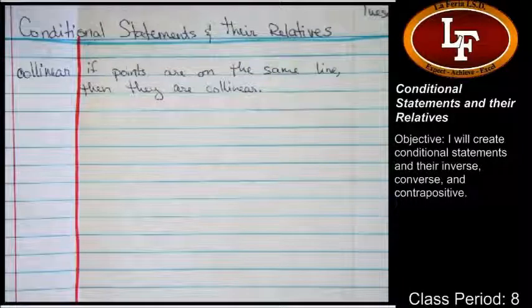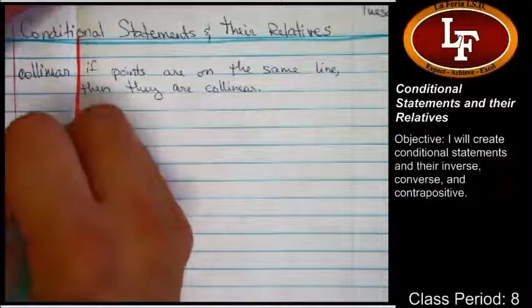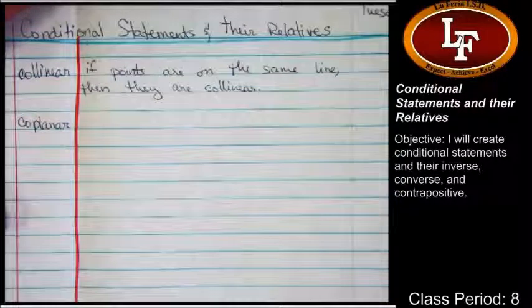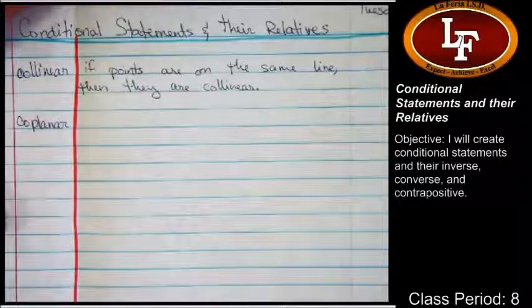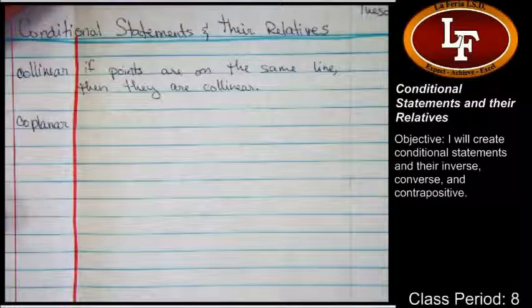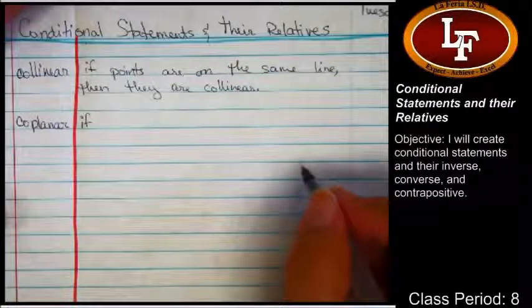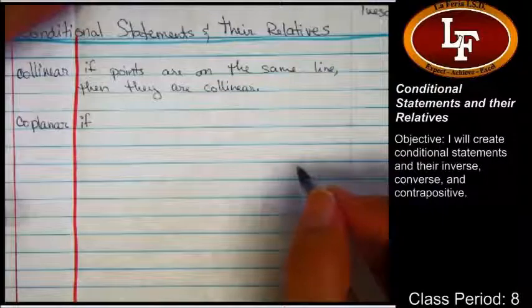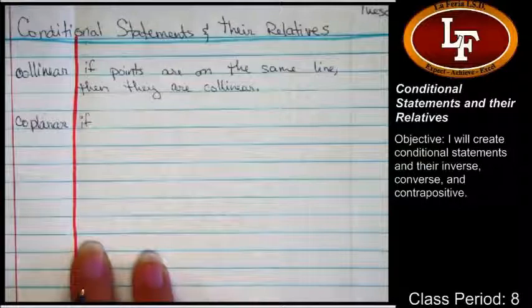Let's try it again with another vocabulary word. Coplanar? You want to use coplanar? Okay. I'm down with that. What's the definition of coplanar? Stuff on the same plane. So points, lines, rays, segments on the same plane. So then what would be the condition? What do we need to have for them to be coplanar? They all need to be on the same plane.